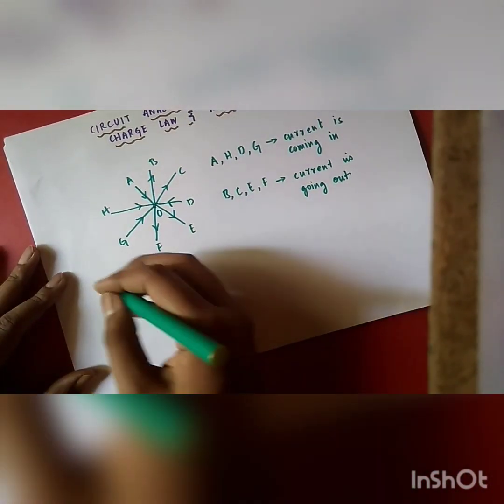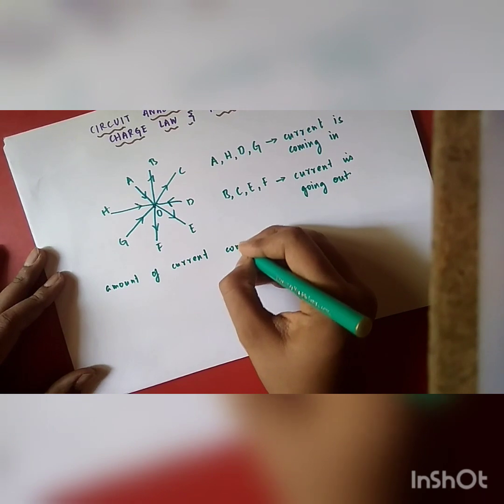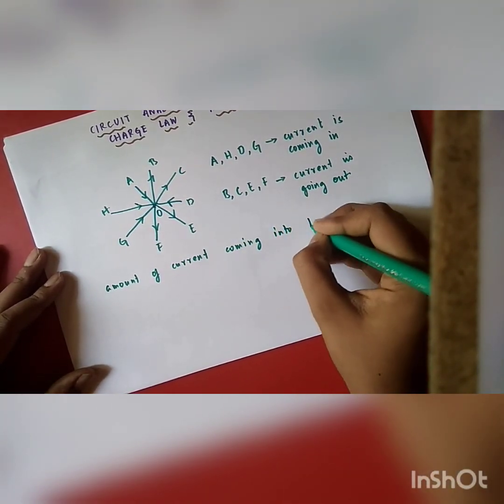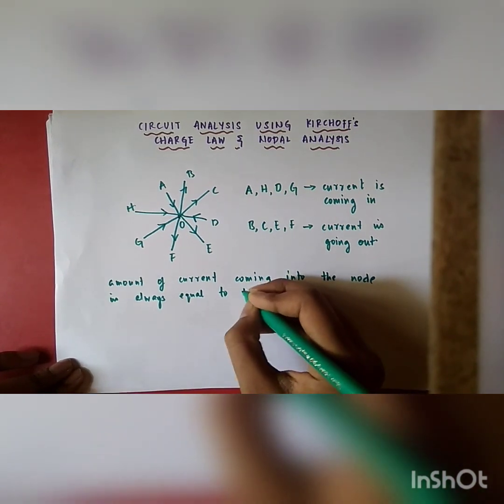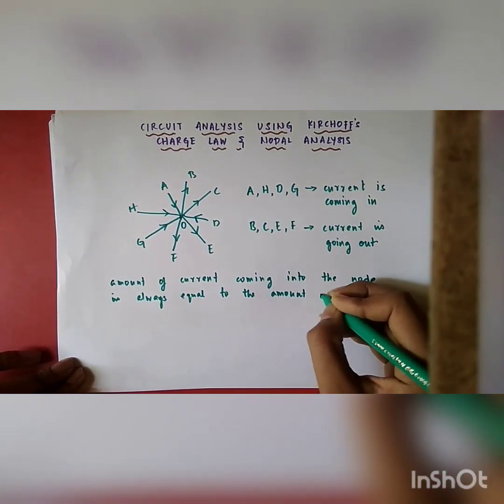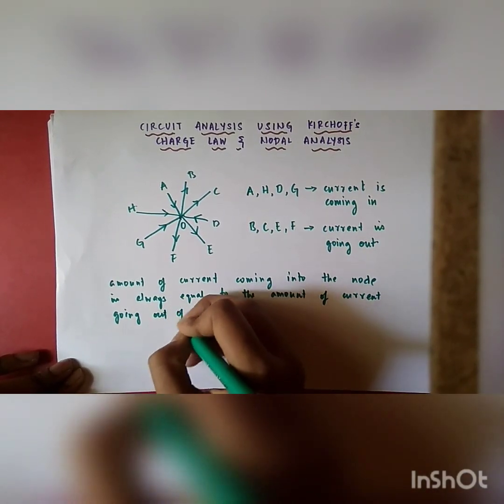So now Kirchhoff's charge law is nothing but the most basic thing of circuit analysis. It tells us that the amount of current coming into a node or a junction is equal to the amount of current going out of a node or a junction. So we can conclude that the amount of current coming into the node is always equal to the amount of current going out of the node.